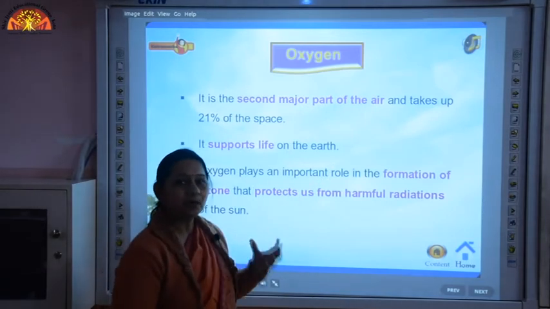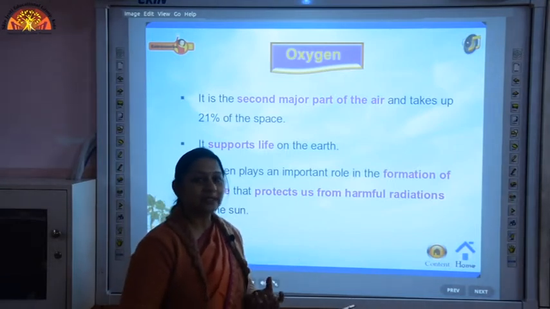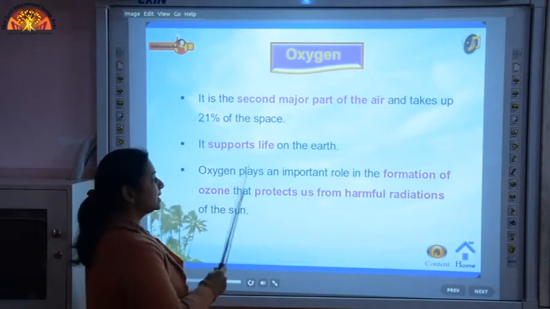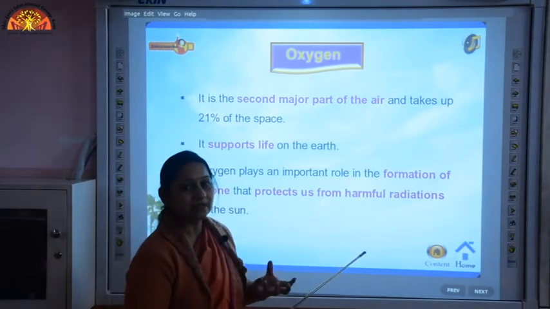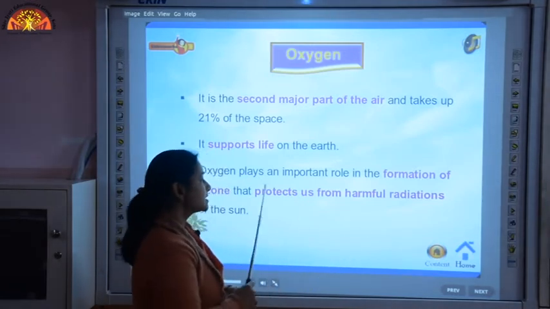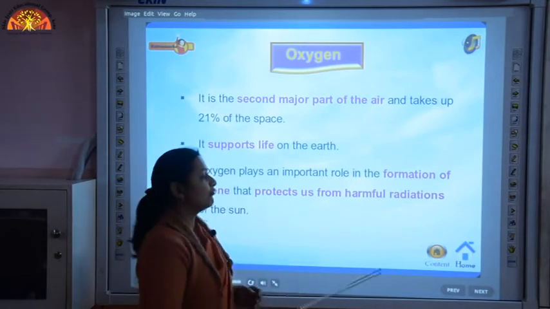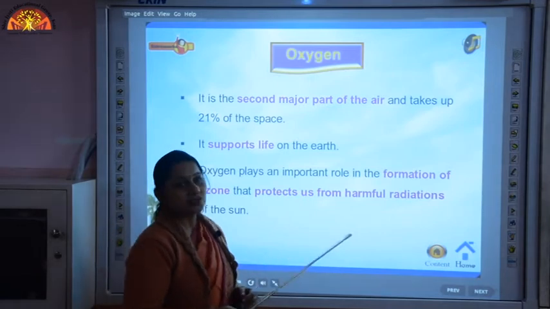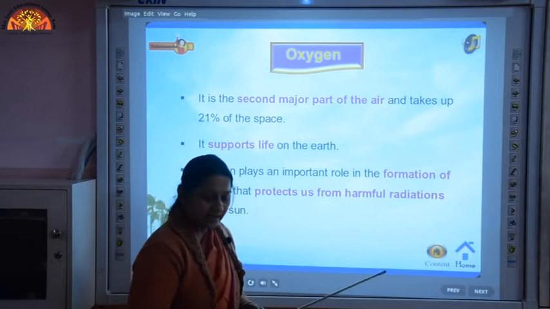It is an important part of the air which is used by animals and human beings for inhaling. We inhale oxygen, and oxygen plays an important role in the formation of ozone gas. Ozone atoms are also made by oxygen. This ozone forms a layer and protects our earth from the harmful ultraviolet radiations of the sun. So, in another way, oxygen plays an important role in our lives too.